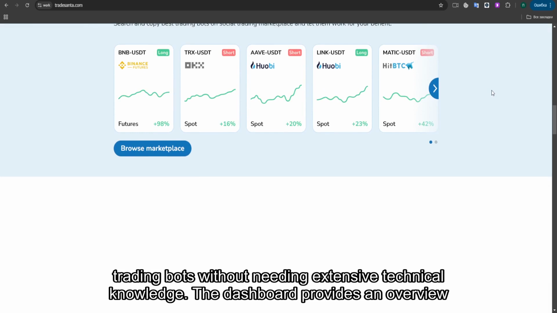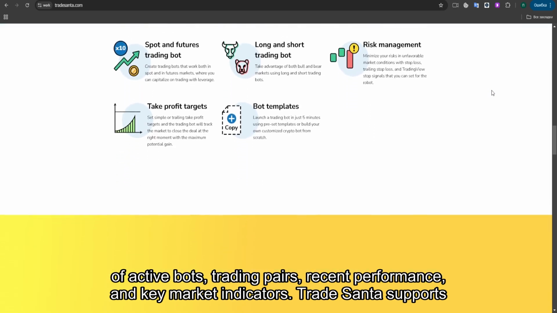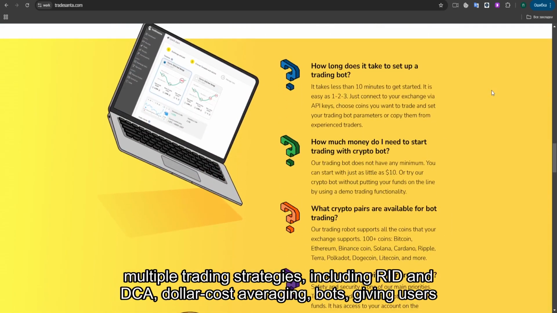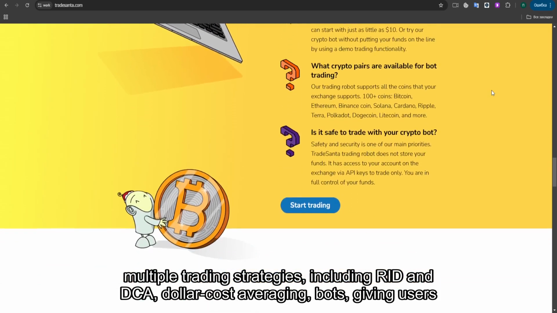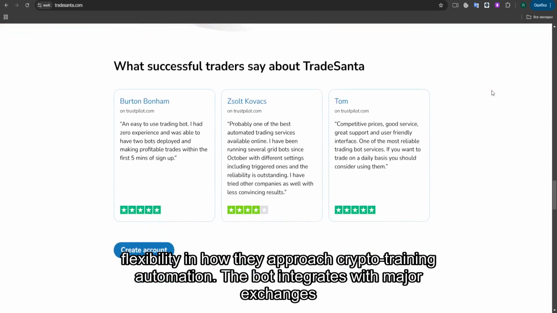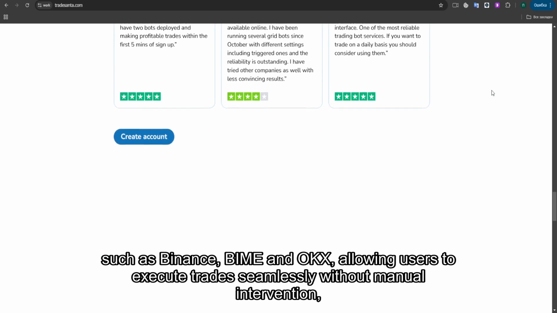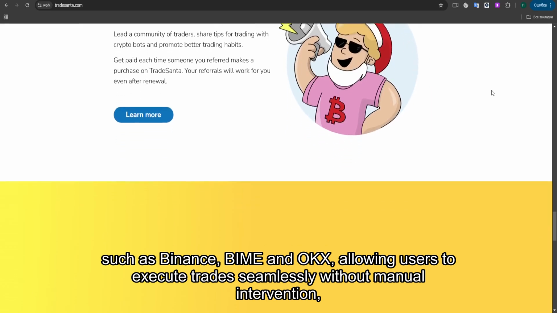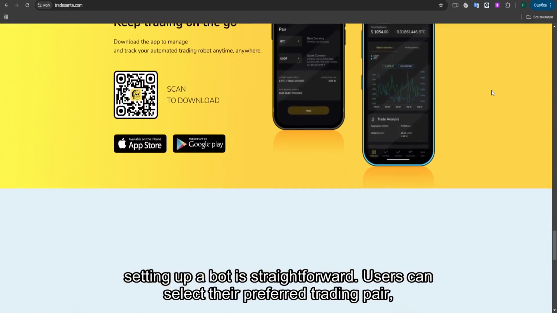The dashboard provides an overview of active bots, trading pairs, recent performance, and key market indicators. TradeSanta supports multiple trading strategies, including grid and DCA, dollar cost averaging, bots, giving users flexibility in how they approach crypto trading automation. The bot integrates with major exchanges such as Binance, Bybit, and OKX, allowing users to execute trades seamlessly without manual intervention.